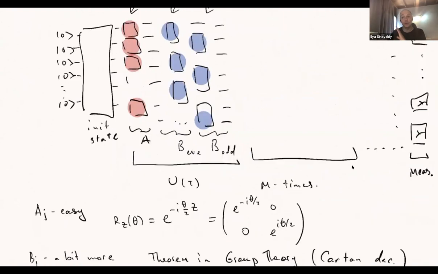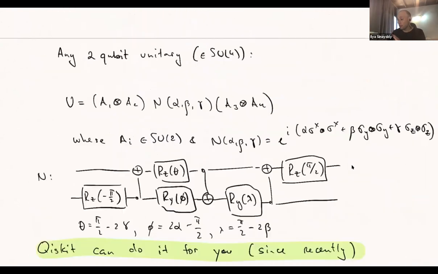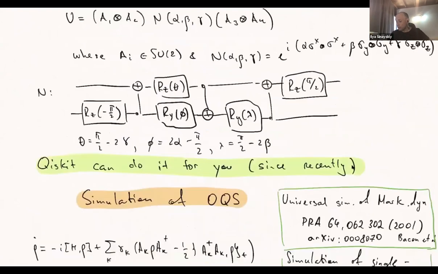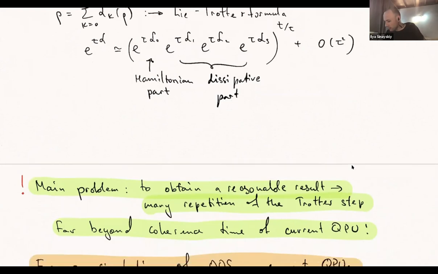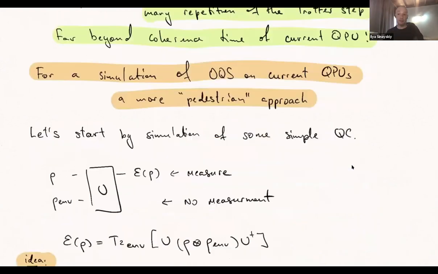Far, far beyond the coherence time. So by the moment when you do a few steps, depolarization will depolarize your state to the fully mixed state very, very quickly. So the question is, what can we do now? What we can do now is a little bit more pedestrian, but still very nice.